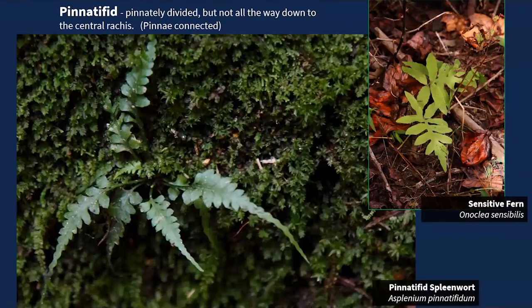And then we have some that are divided, but not all the way down to the rachis. Instead, they're kind of lobed, if you will. If a frond is lobed, but not completely divided all the way down, we call that pinnatifid. So it's divided, but not all the way down to the central rachis. So pinnatifid spleenwort on the left and sensitive fern on the right, you can see there's leafy tissue all the way down to the rachis. So they're not fully divided. That's considered pinnatifid.